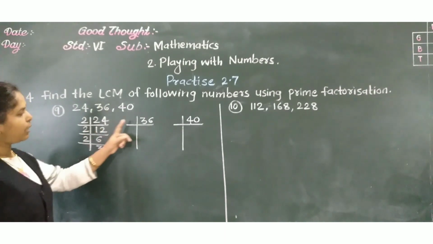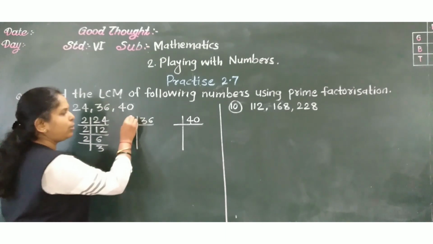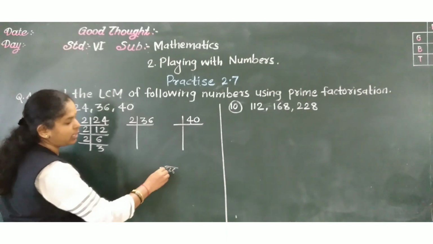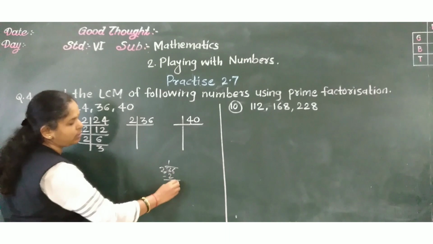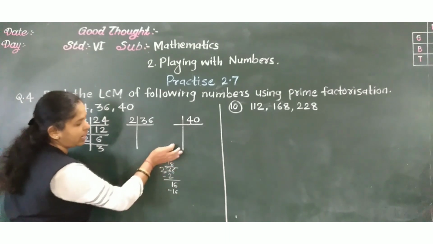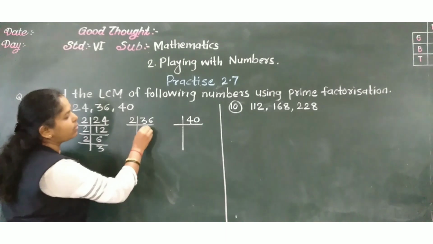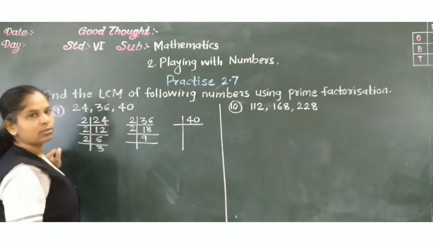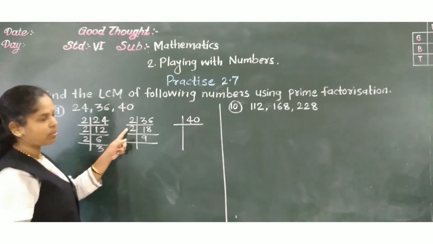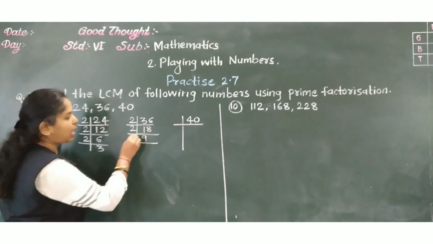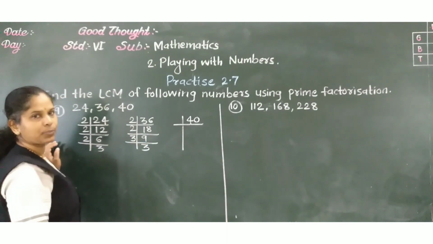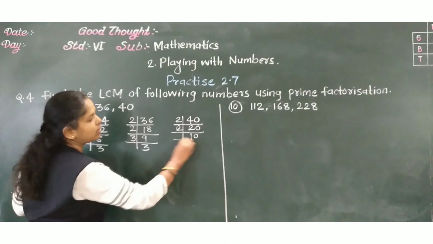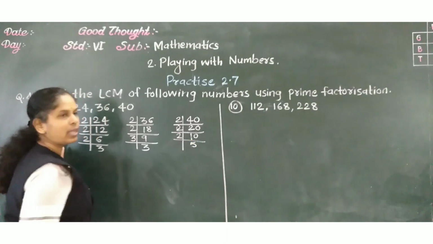Then 36. How to divide? Again by 2. If you are unable to do it orally, you can show it vertically like this. 2 1s are 2, take this 6 down, 2 8s are 16. Correct? So here the answer will come 18. Now again we have to divide that 18 by 2 or 3. Here I have divided by 2. 2 9s are 18. Now divide this 9 again. 3 3s are 9. Next 40. 2 2s are 4, 2 10s are 20, 2 5s are 10.